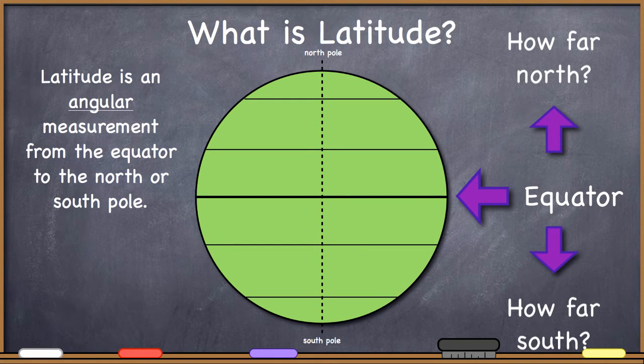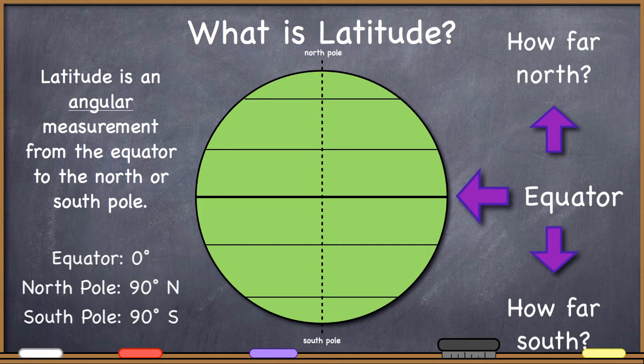The equator is of course 0 degrees latitude. When you're at the equator, you are of course no distance north or south of it. Then latitude goes all the way to 90 degrees north and 90 degrees south. At 90 degrees north, you're at the North Pole. At 90 degrees south, you are at the South Pole.